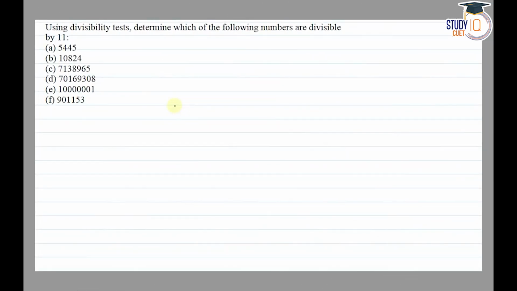Hello everyone, this question appears in the class 6 NCERT chapter Playing with Numbers. This is the fourth question of exercise 3.3. The question says: using divisibility tests, determine which of the following numbers are divisible by 11.